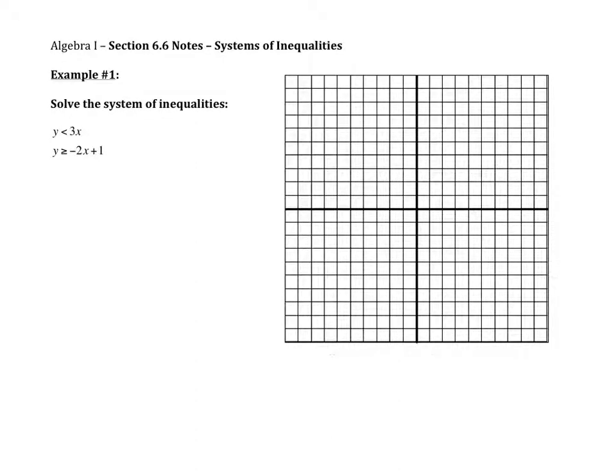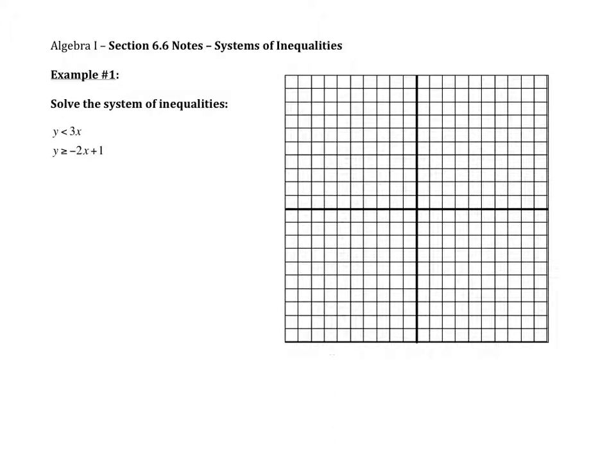Section 6.6 is about systems of inequalities. So we're going to be doing systems of equations just like before, but instead of equal signs, we're going to have less than or equal to, greater than, or greater than or equal to signs in our problem. So here's an example. It says, solve the system of inequalities.